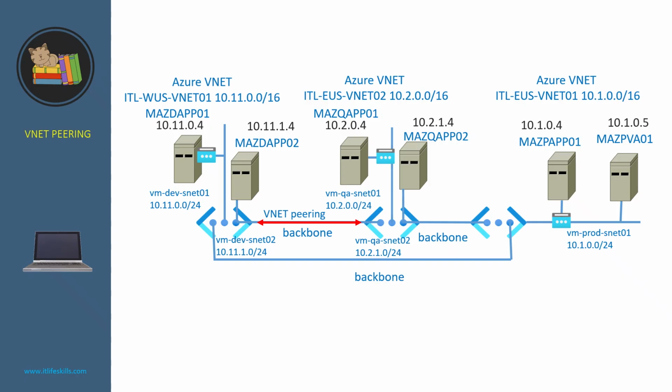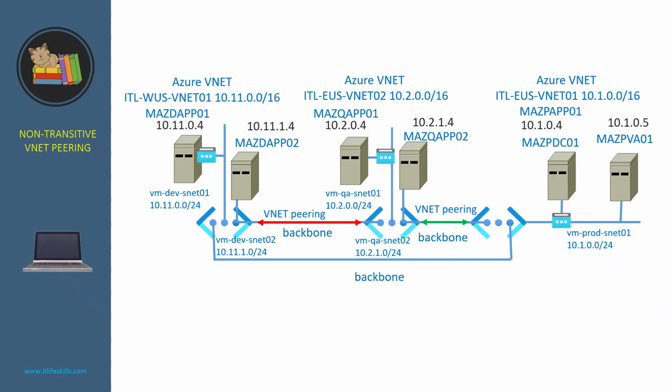Similarly, we can configure VNet peering between the production VNet and the QA VNet, which allows the servers in the production VNet to communicate with the servers in the QA VNet. Please note that Azure VNet peering is not transitive, as it only establishes a direct connectivity between two virtual networks but it doesn't inherently extend that connectivity across multiple peer networks.